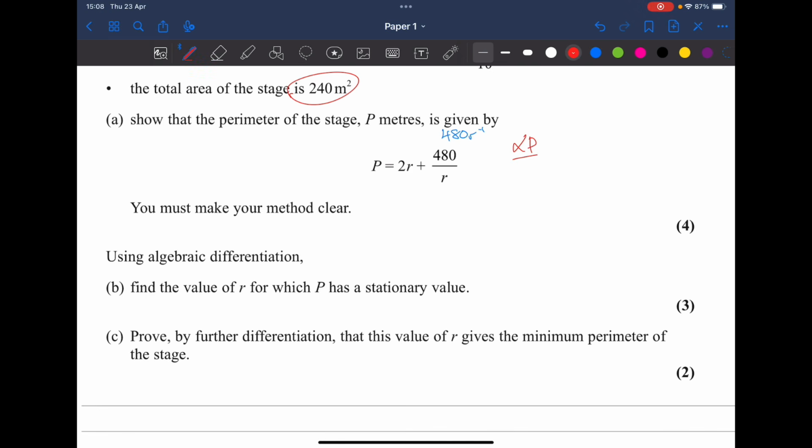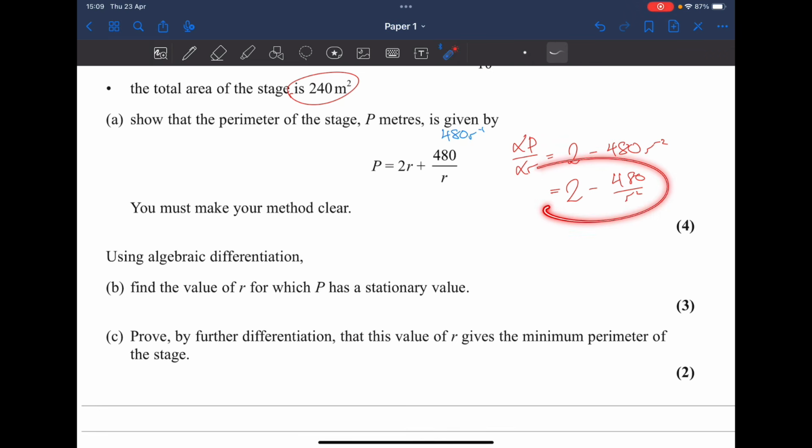So dP/dr, 2r will become 2. The 480 r to the minus 1, well, the minus 1 will give us a negative at the front. 480 will stay, but it will be r to the minus 2. Probably rewrite that just as 2 minus 480 over r squared. Just in case you need to use it, it's not bad to have it there. Yeah, we need to use it, don't we? Equal to 0.